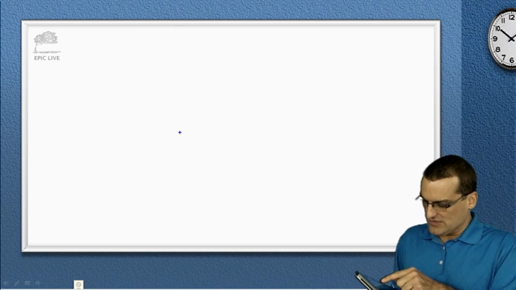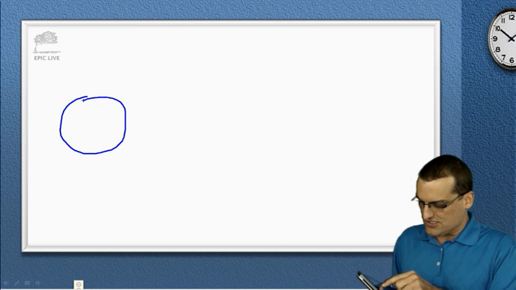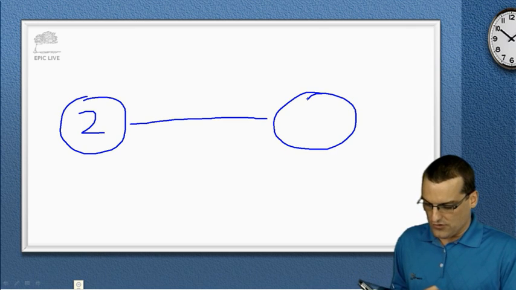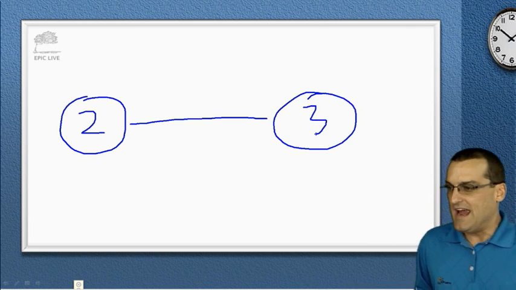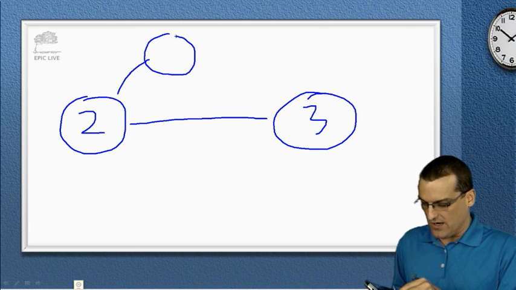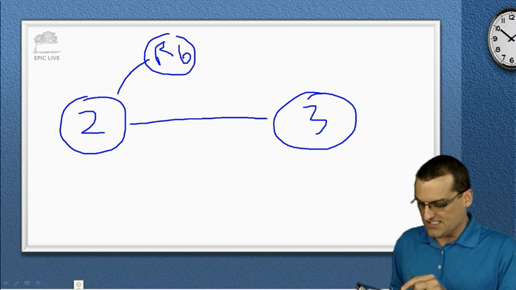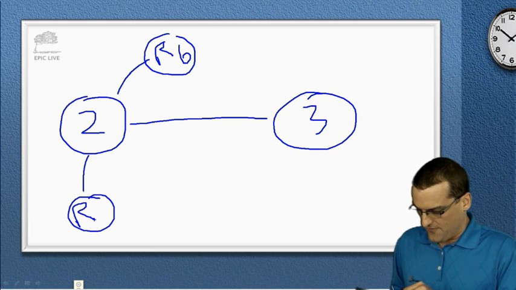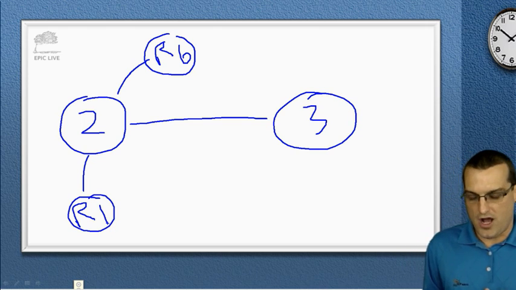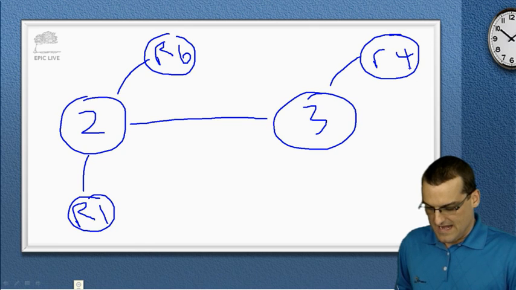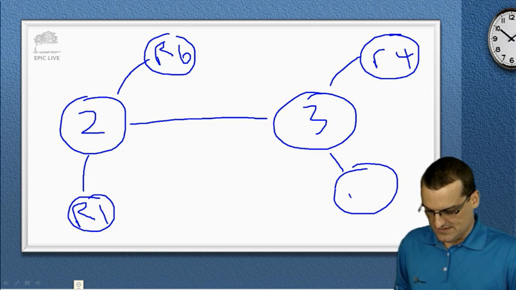So what we're going to do is we'll pick on switch 2. We'll trunk it, make sure it's trunking over to switch 3. And then we'll have our routers in the scenario. This will be R6. We'll have R1 off of switch 2. And then off of switch 3, we'll go ahead and have our R4 and our R5 device.